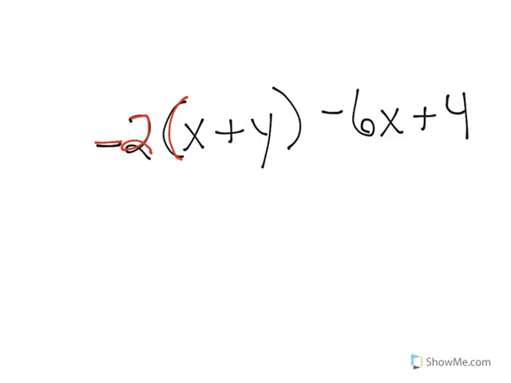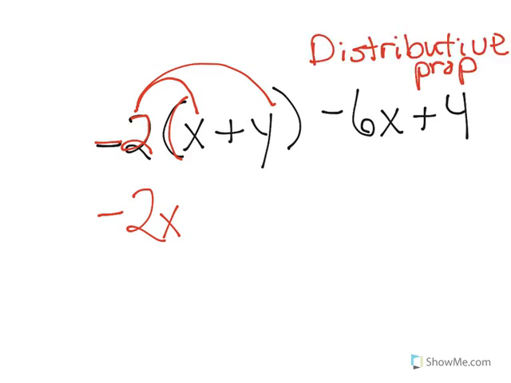So what I'm going to do is call it the distributive property, which means I'm going to multiply negative 2 times x, and get negative 2x, and negative 2 times y. Again, this is called the distributive property. And negative 2 times y is negative 2y, because a positive times a negative is negative. I'm going to rewrite everything I have left, minus 6x plus 4. Once I'm at this point, then I can look at like terms.